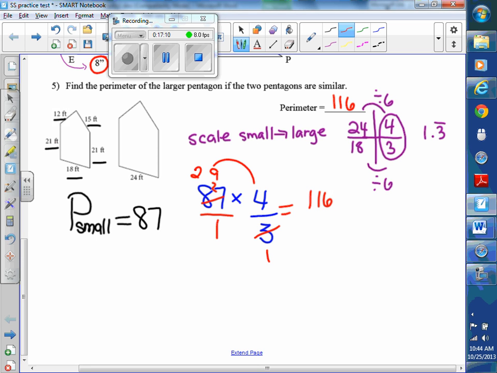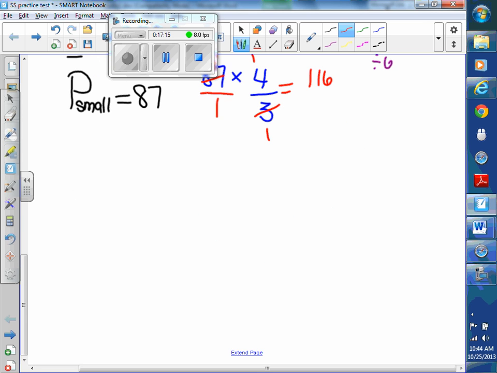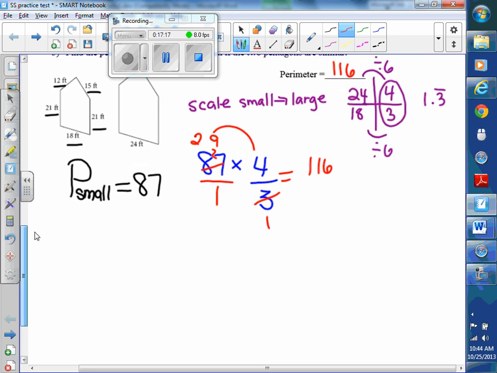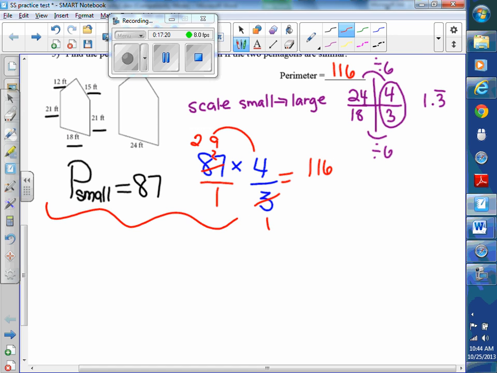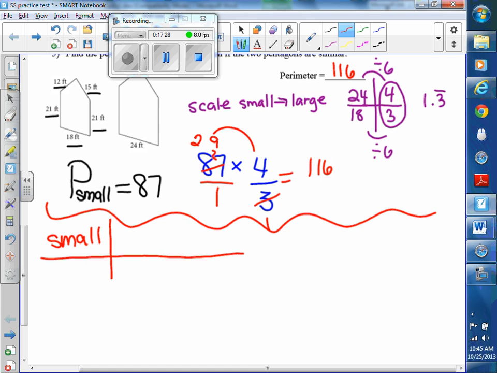What else did you do? Well, I found that 18 to 24 was like. So second method. 18 to 24, so small, and large. Let me put some notes with it. You should have gotten 3/4 here, right? 6 goes into both.